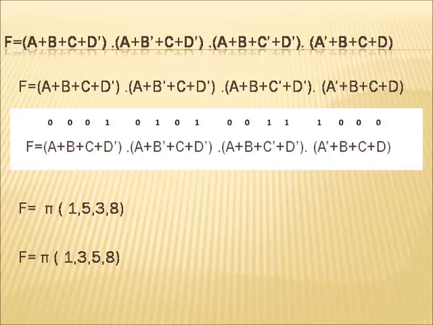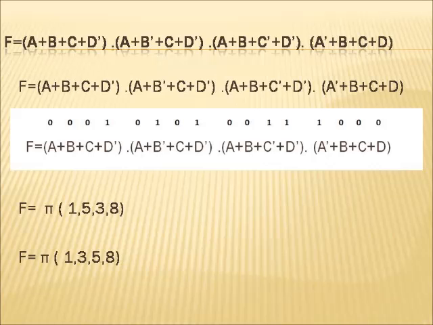Okay, now we have another expression, f is equal to (a plus b plus c plus d bar) dot (a plus b bar plus c plus d bar) dot (a plus b plus c bar plus d bar) dot (a bar plus b plus c plus d), right? So we have the expression here on the third line. As it is a product of sum, it contains max terms. Sum term means it is the max term. So a variable is in normal form, which is equal to 0, and complement form, which is equal to 1, right?